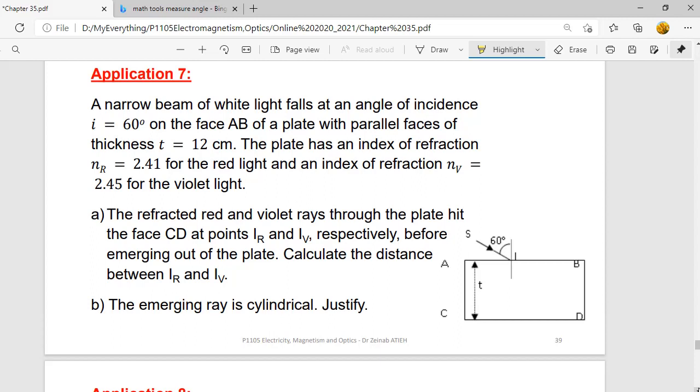The refracted red and violet rays through the plate hit the face CD at points I_R and I_V respectively before emerging out of the plate. Calculate the distance between I_R and I_V. Okay, let's do that.